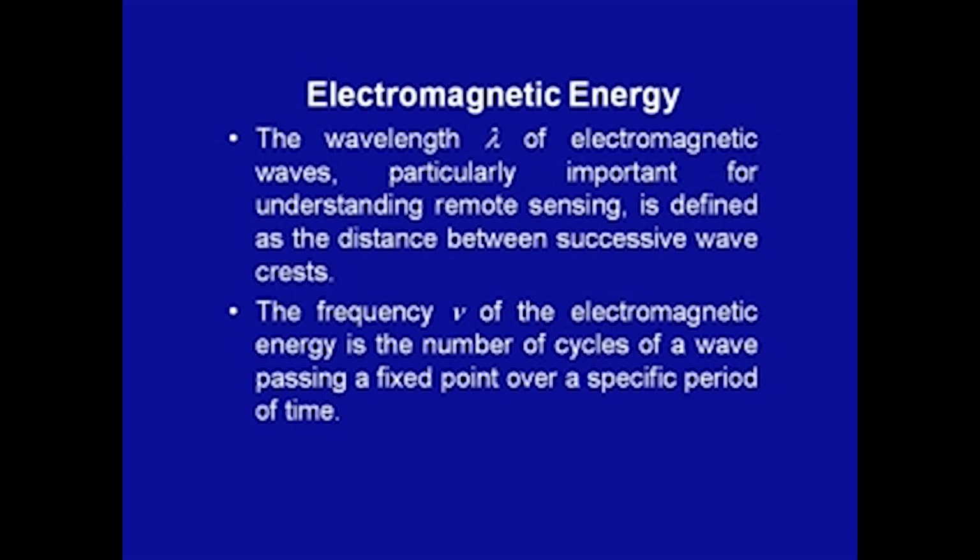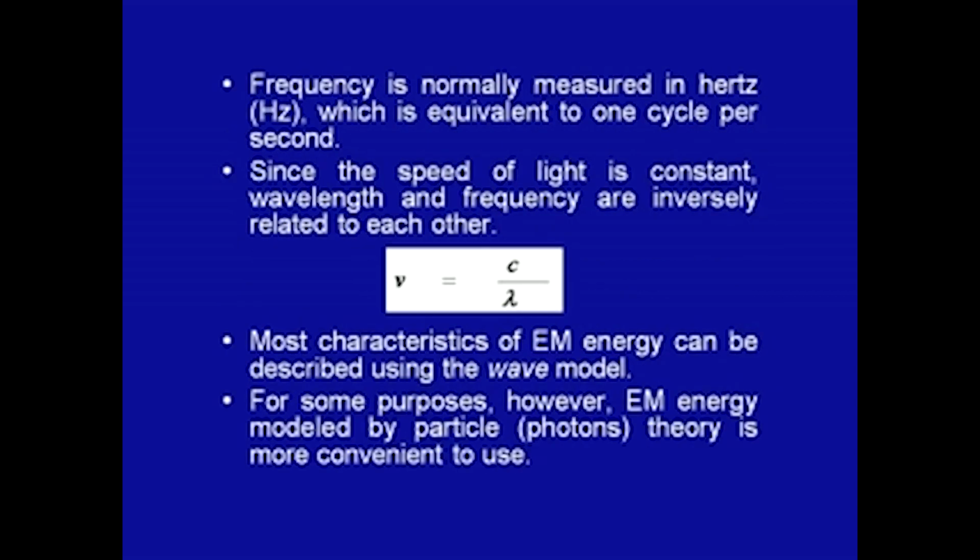The frequency ν of the electromagnetic energy is the number of cycles of a wave passing a fixed point over a specific point of time. Frequency is normally measured in hertz, which is equivalent to 1 cycle per second. Since the speed of light is constant, and the wavelength and the frequency are inversely related to each other by the relationship as shown below, most characteristics of the electromagnetic energy can be described by using the wave model.